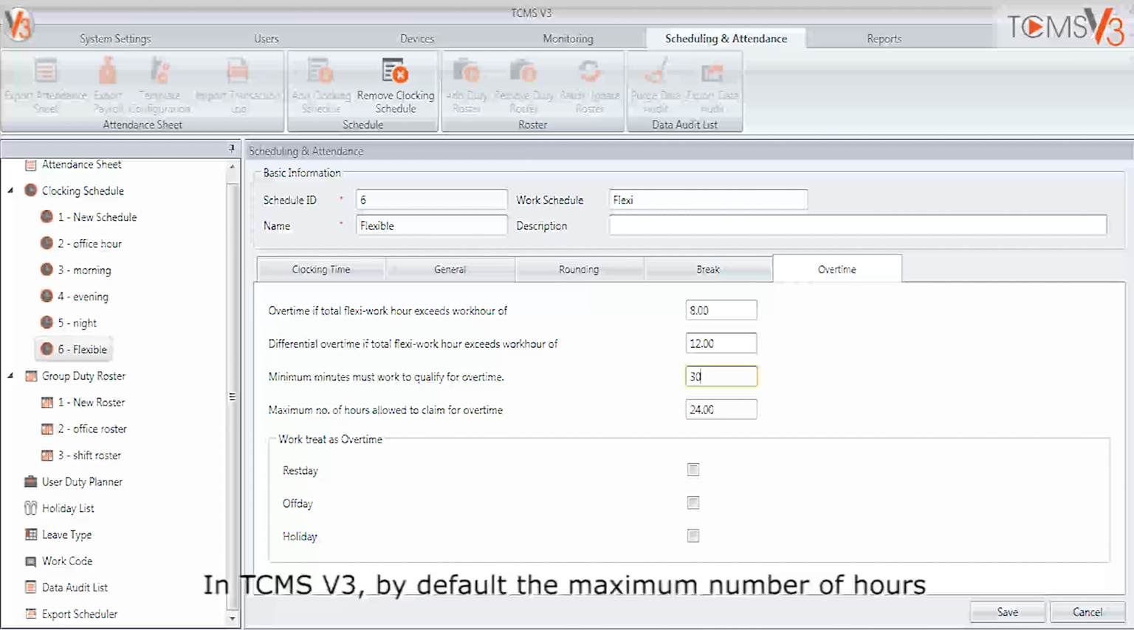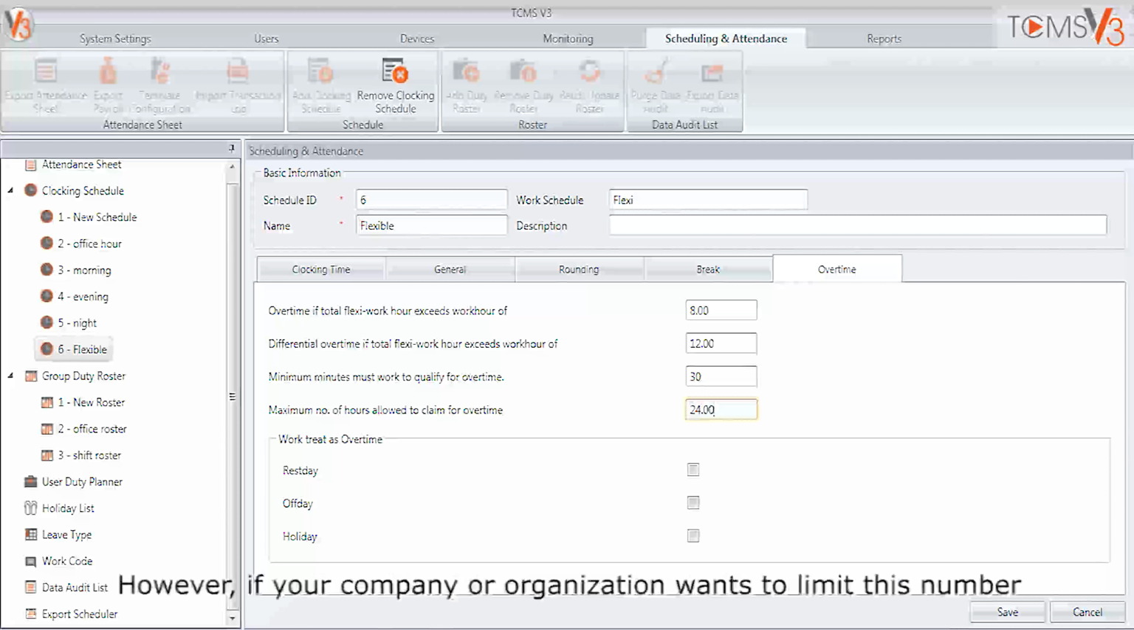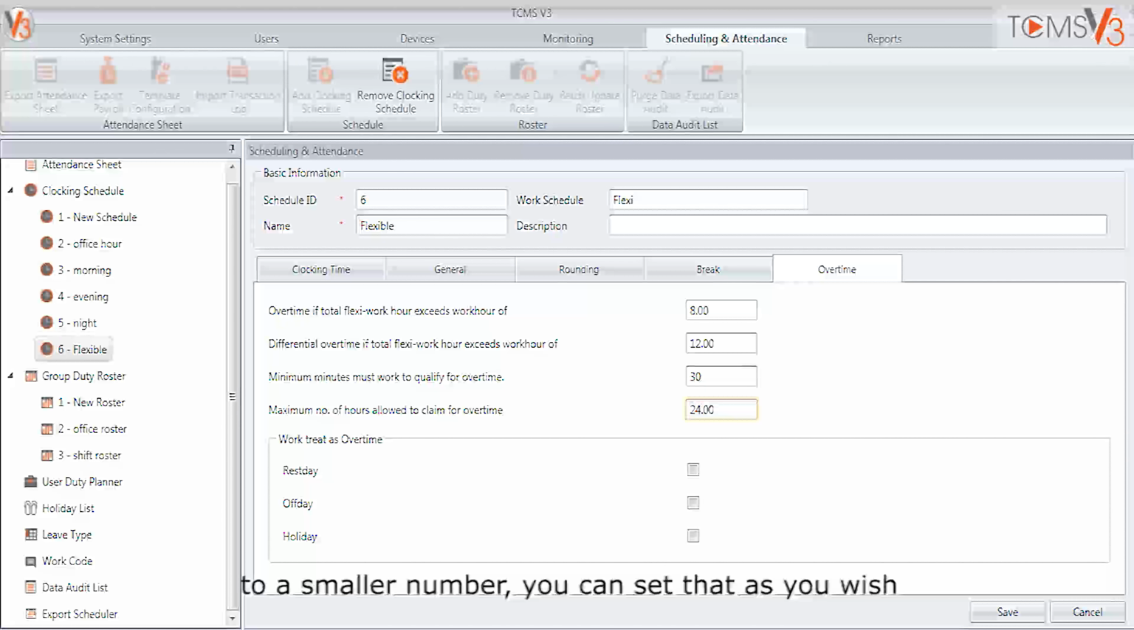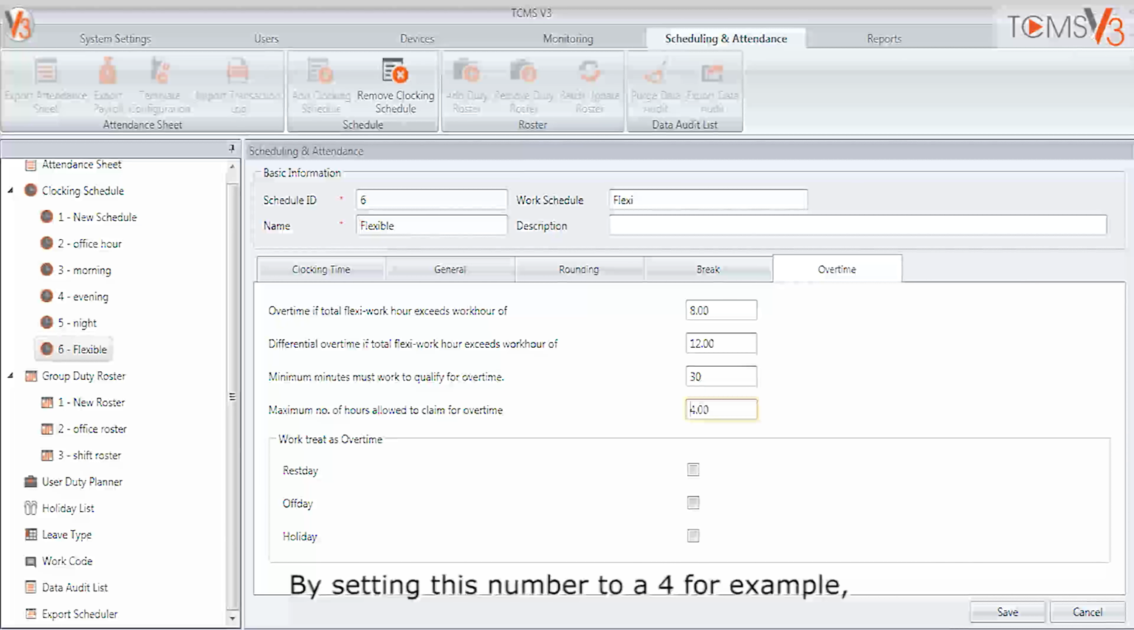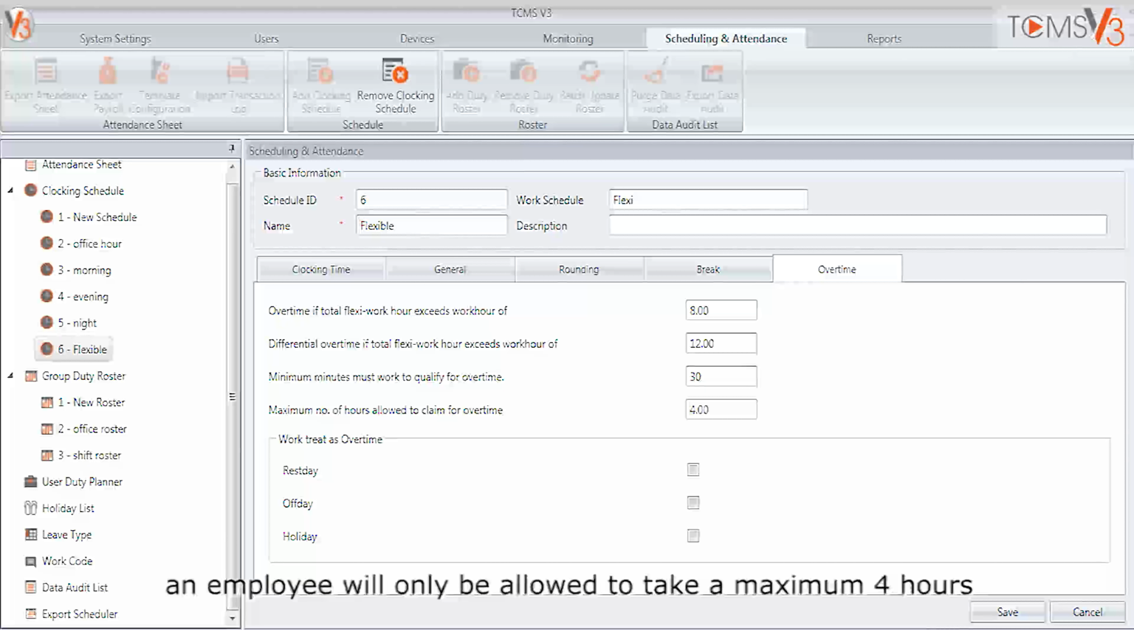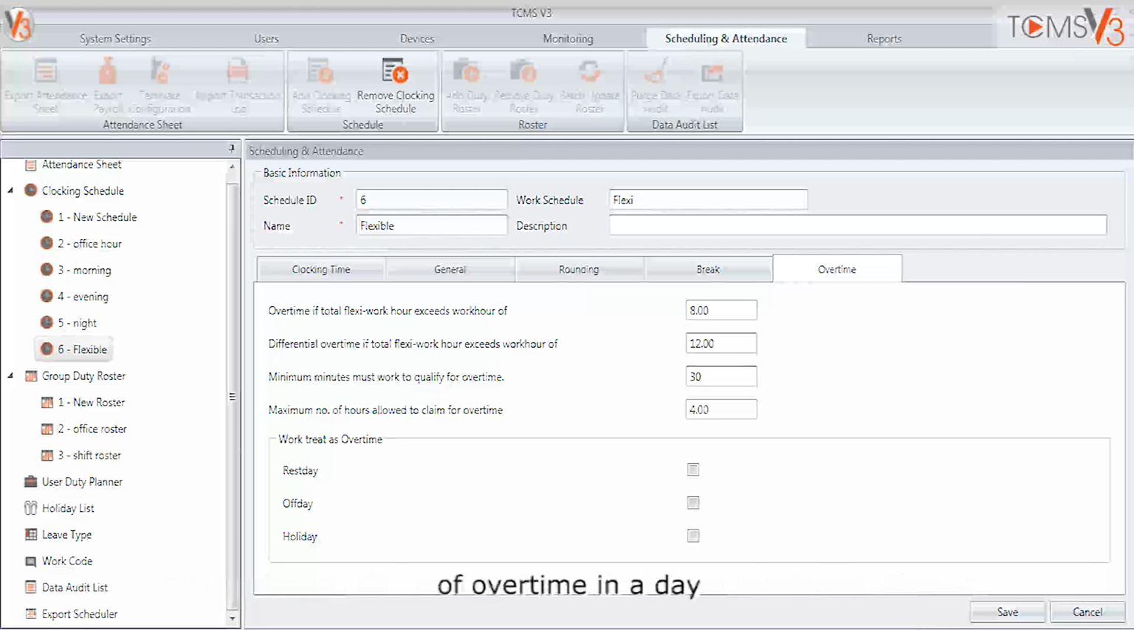In TCMSV3, by default the maximum number of hours allowed to claim for overtime is 24 hours. However, if your company or organization wants to limit this number to a smaller number, you can set that as you wish. By setting this number to 4, for example, an employee will only be allowed to take a maximum 4 hours of overtime in a day.